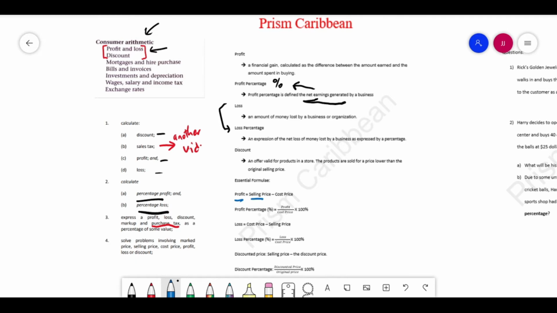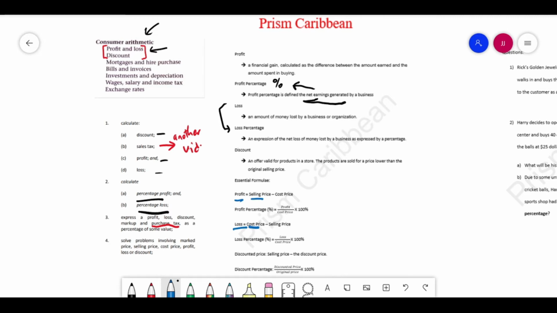A similar pattern follows with the loss as well. The loss is equal to the cost price minus the selling price. The loss percentage is equal to the loss, which is the cost price minus the selling price, over the cost price, multiplied by 100%. So when we find the loss, we then take the cost price and put it as the denominator, put the loss as the numerator, and multiply by 100%.